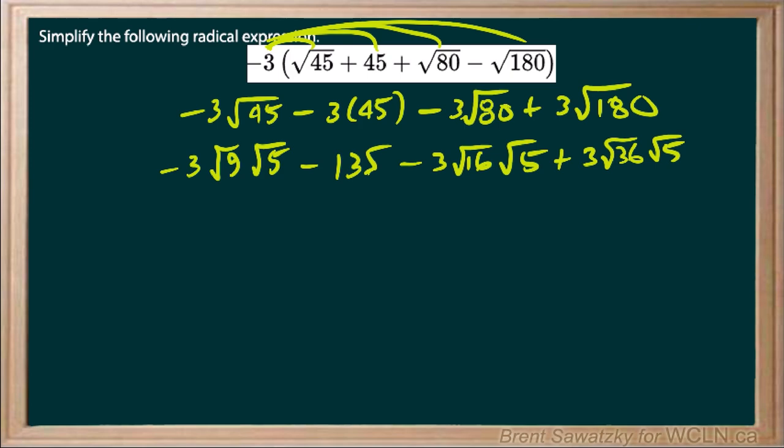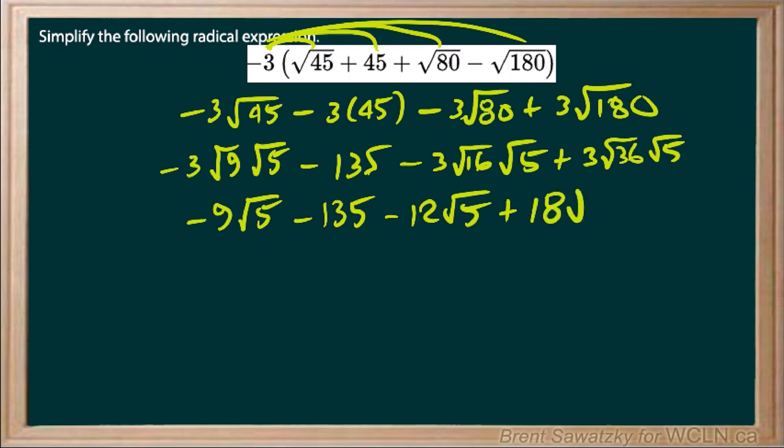So this first one, negative 3 times positive 3 is negative 9 root 5. We have our 135 by itself. Negative 3 times 4 is negative 12 root 5. And then 3 times 6 is 18 root 5. Okay, so there we go.